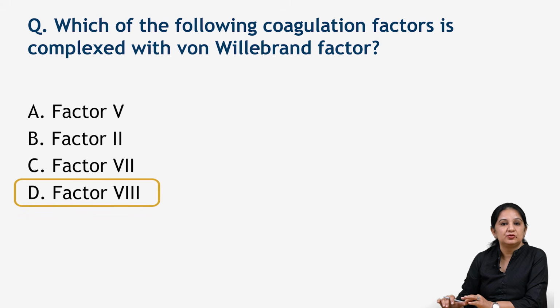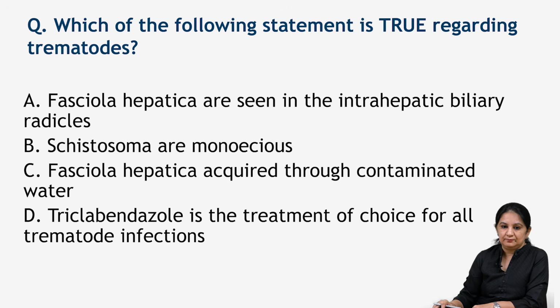Also, please note that von Willebrand factor is a multimeric structure. It has to be reduced into smaller forms and it is done with the help of your ADAMTS13 enzyme. Please note, we have already studied this. Deficiency of this enzyme causes TTP, right? So let's move on to the microbiology questions now.